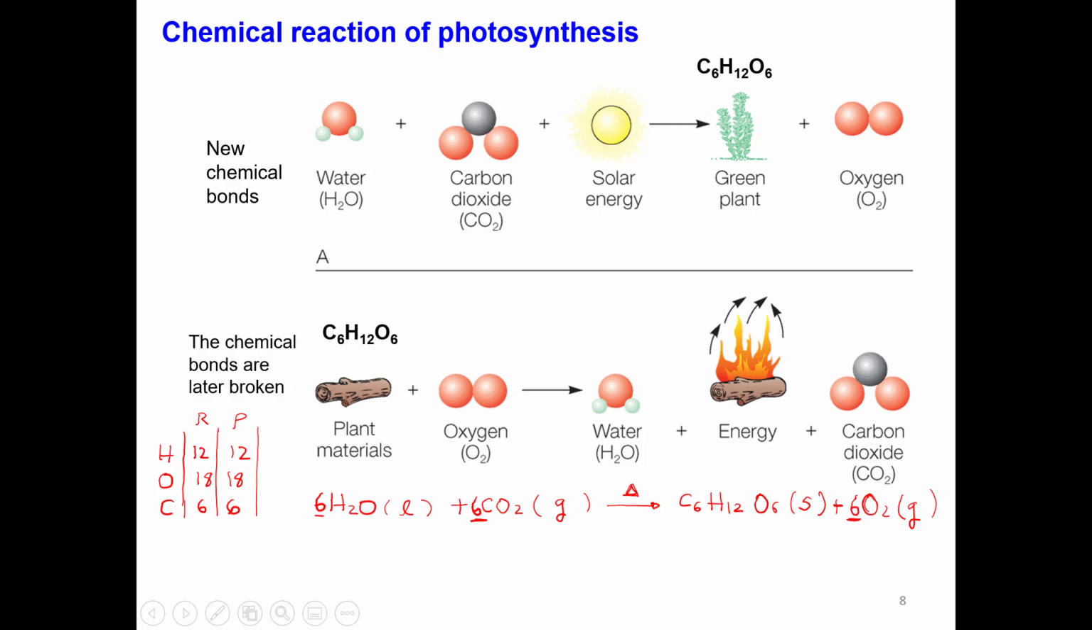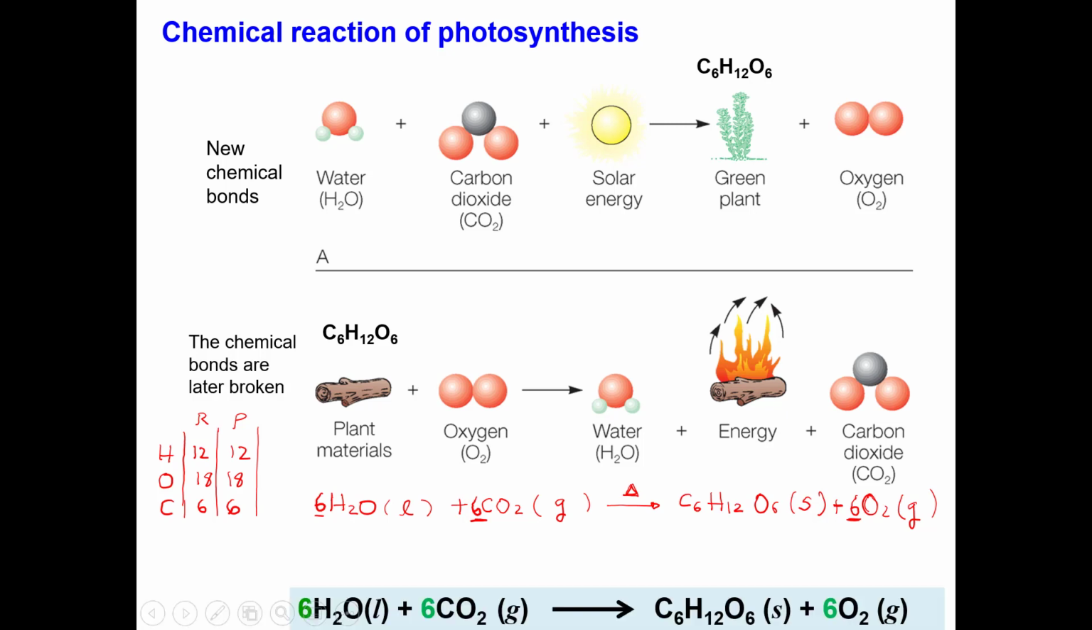Then in the photosynthesis, 6 molecules of water react with 6 molecules of carbon dioxide to get solid glucose and 6 molecules of oxygen. And here we had the answer.